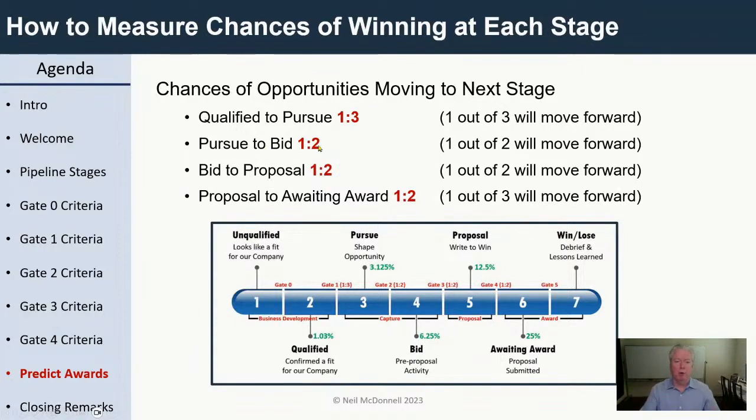And then the same thing as you move forward, right? 1 out of 2 moving from pursue to bid. And then I've done this the whole rest of the way. Basically, you have a 50-50 chance of moving forward. And some of the reasons is that criteria.